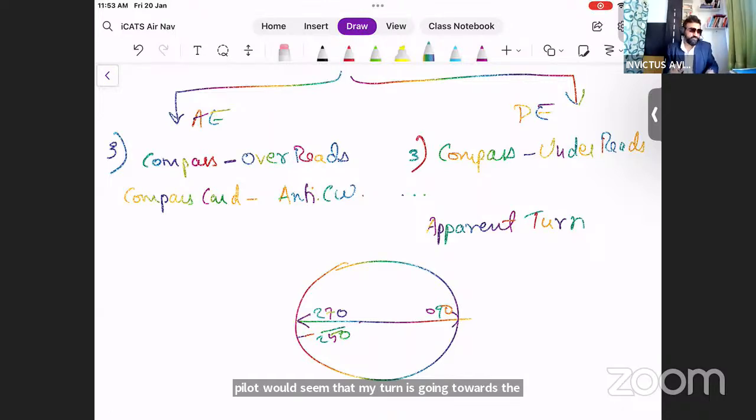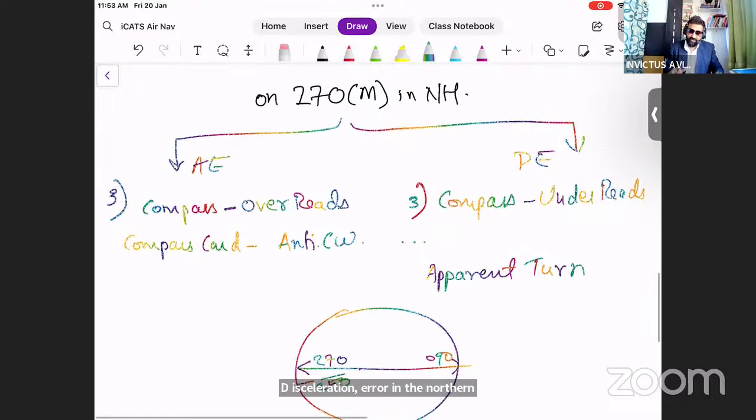Just write these points for now carefully. Deceleration error in the northern hemisphere on a heading of 270. So these are the points you'll have to remember. Northern hemisphere, heading 270, deceleration error, compass will underread, and the apparent turn will be south.